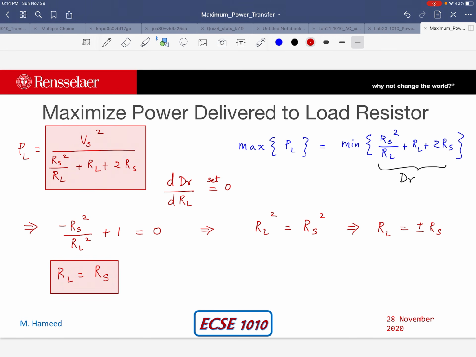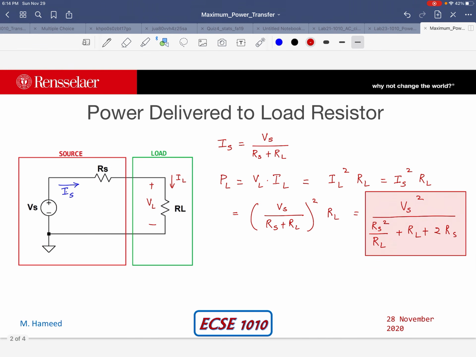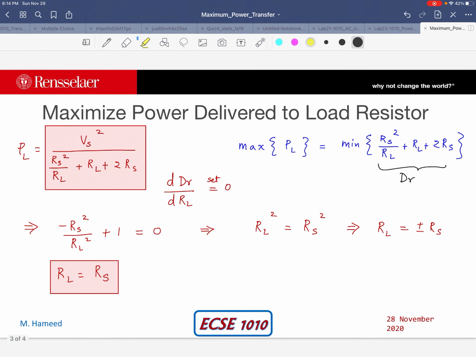So essentially what this means is make this resistor equal to this resistor, which is also called impedance matching. Make them both equal, and that is what makes the maximum power transferred from the source to the load. Alright, so if I go back, my objective was to maximize this power. Let's just find out what that maximum value is.